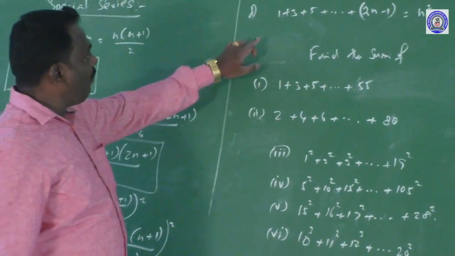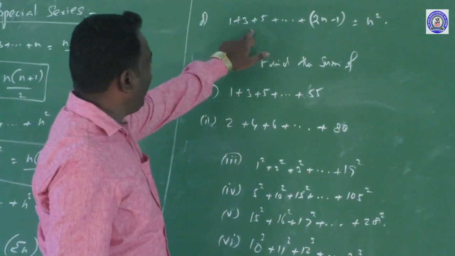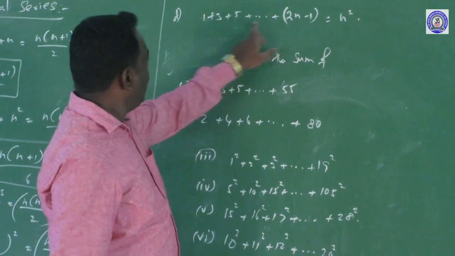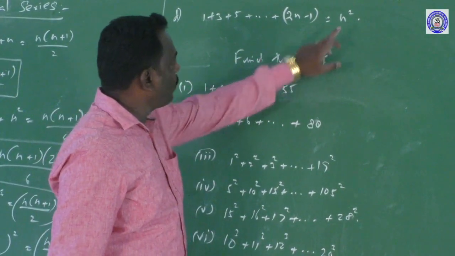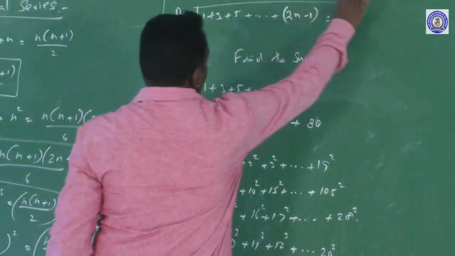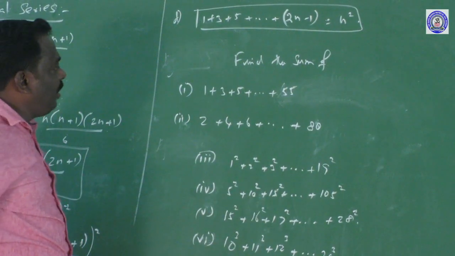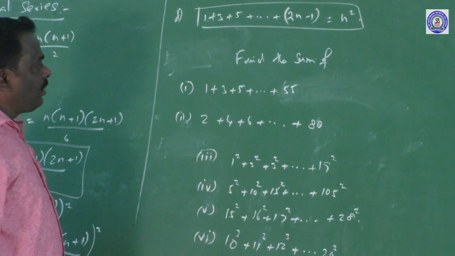Then the sum of odd terms: 1 plus 3 plus 5 plus etc. 2n minus 1 is called the general form of the odd term. Therefore, the sum of the odd terms is equal to n square. Now using the special formulas, we want to find out some summations.